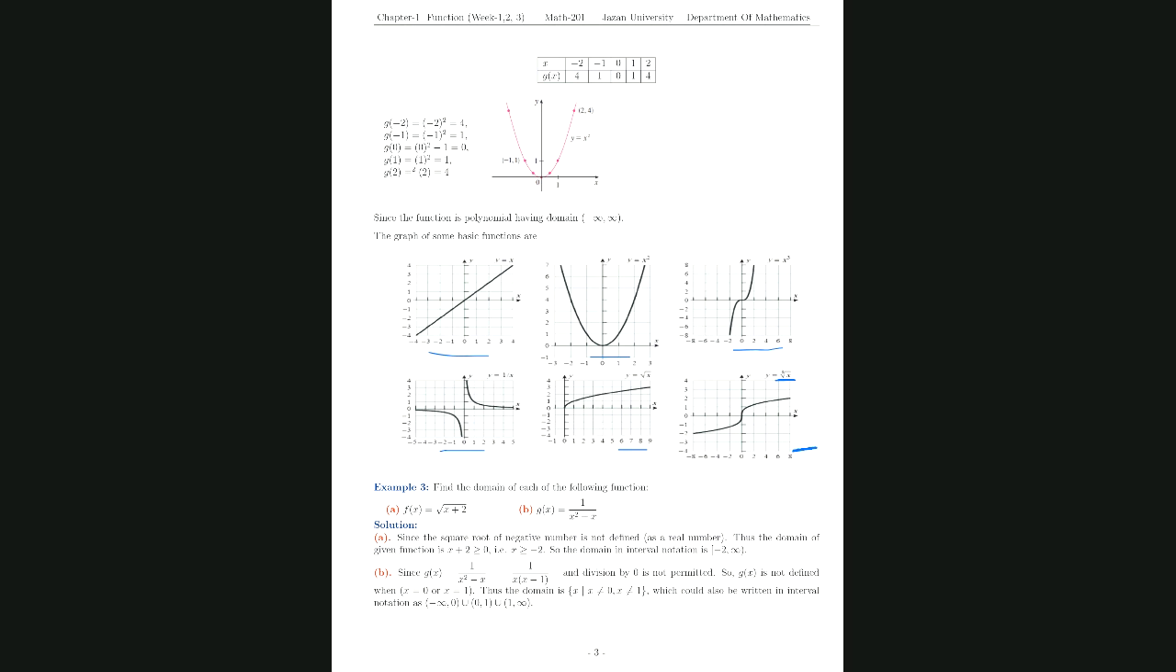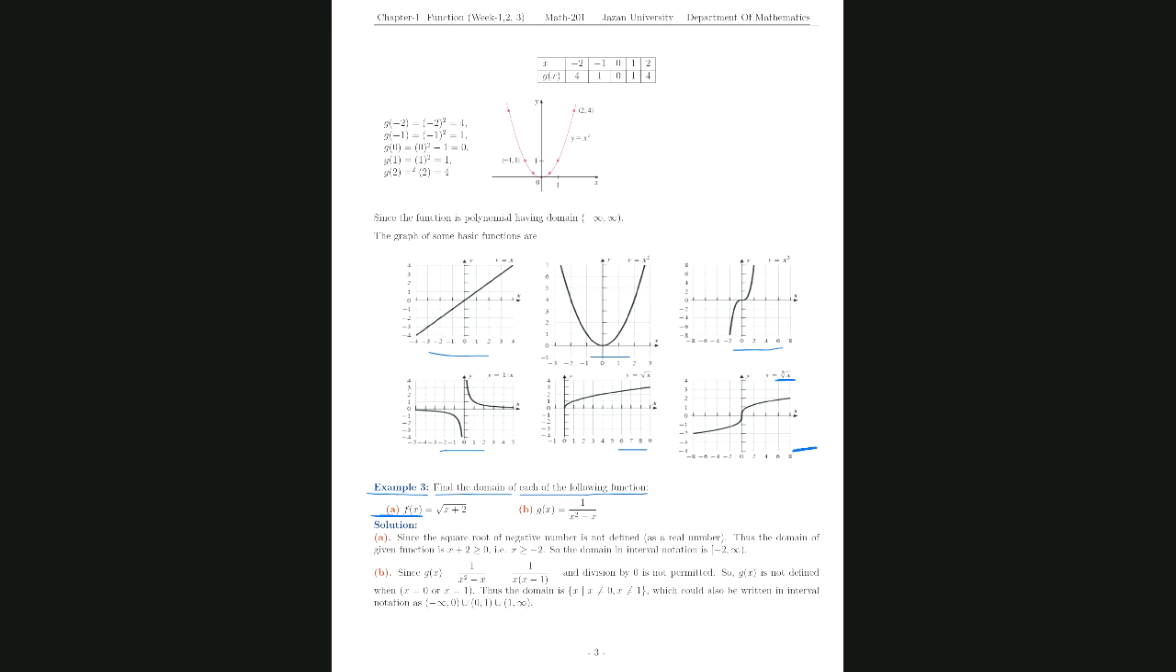Right? Now come to the next point. Example number 3. See this example 3. Now you have to find the domain of each of the following functions. You have to find the domain, right? So how to find the domain of this function? Now look here.